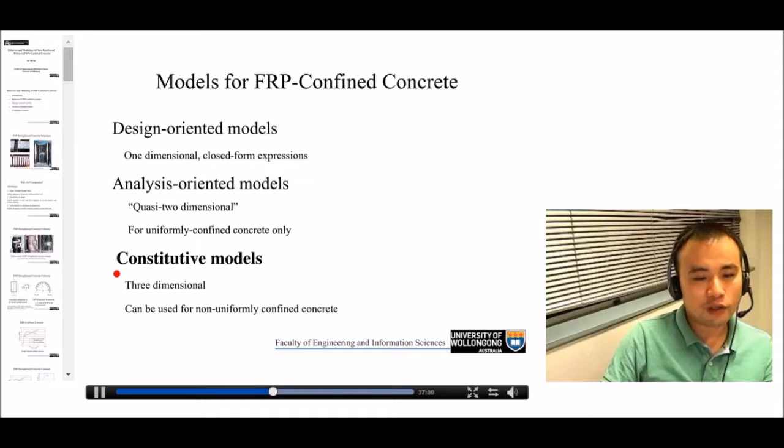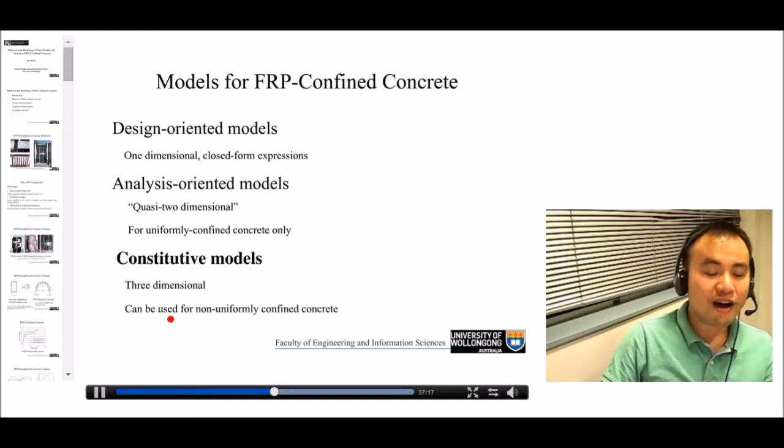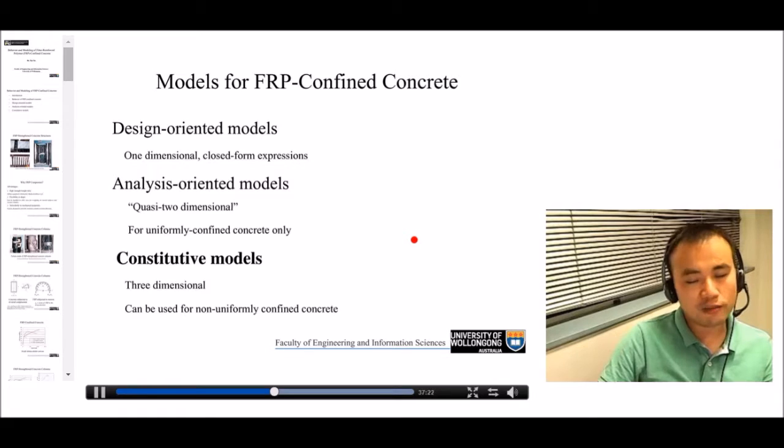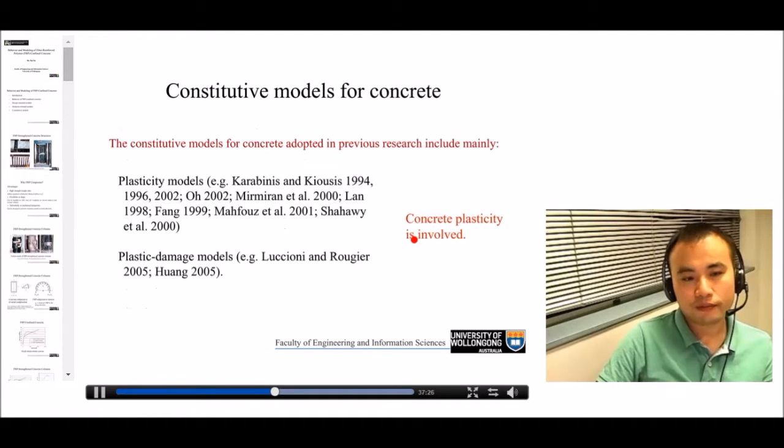Now let's talk about the last category of models, which is three-dimensional constitutive models. These models are very often used in finite element models, and they can not only be used for uniformly confined concrete, which is in circular columns, they also can be used for non-uniformly confined concrete, such as the concrete in rectangular columns or in other shape columns.